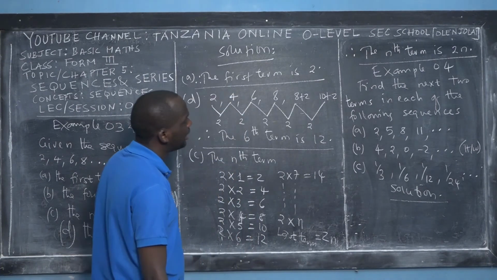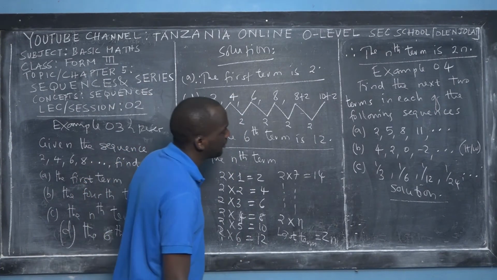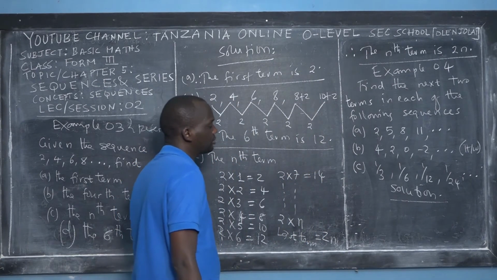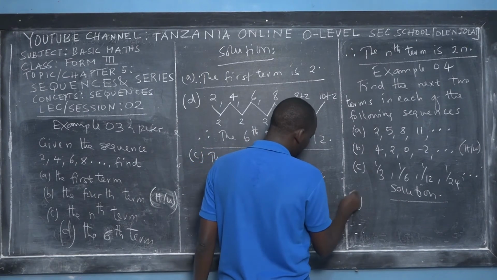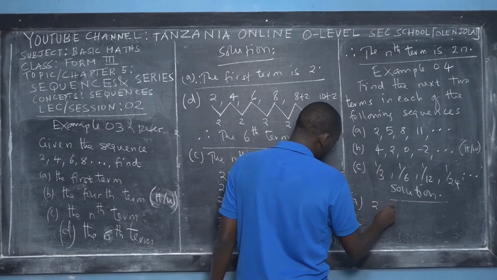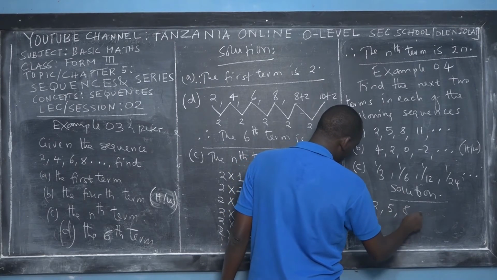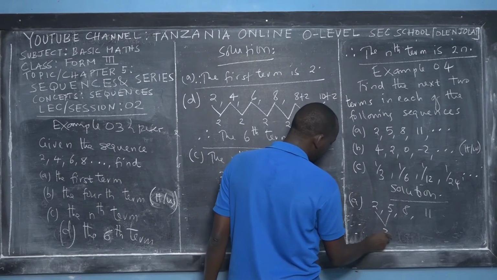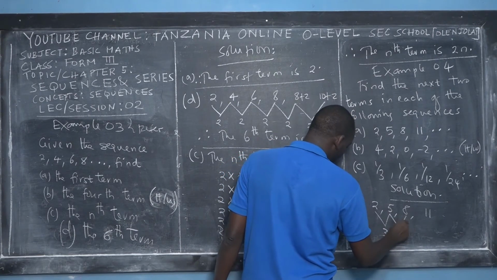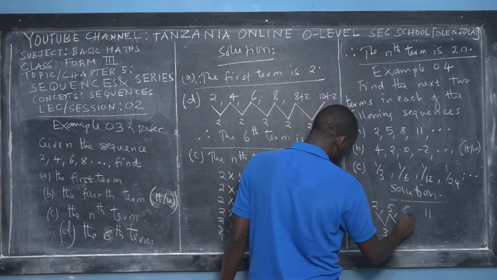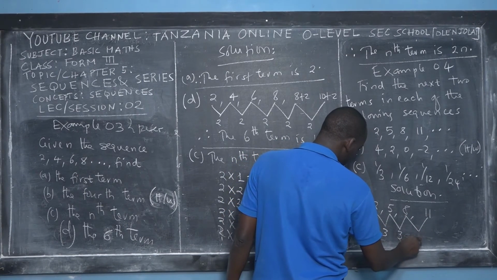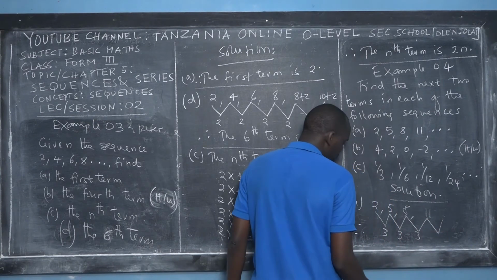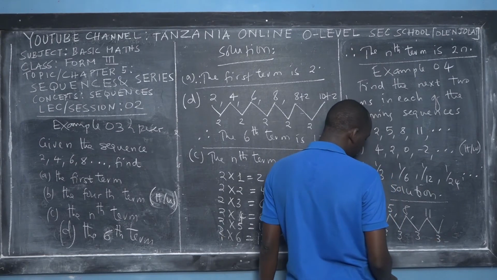So we have 2, 5, 8, 11. We have to identify the rule which has been used to formulate the sequence. So for Roman A, you have a sequence of 2, 5, 8, 11. What is the difference between 2 and 5? 3. What is the difference between 5 and 8? Also 3. The difference between 8 and 11 is 3.